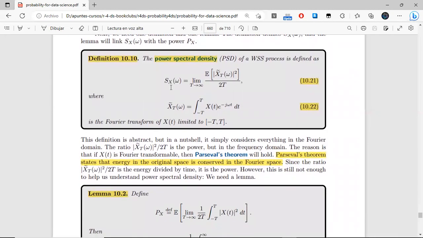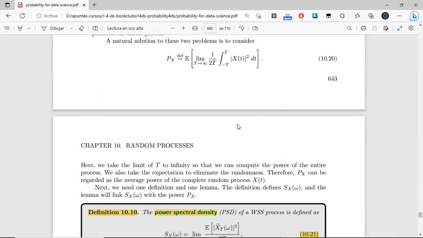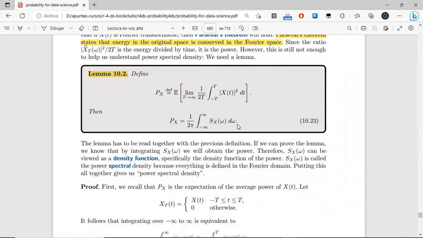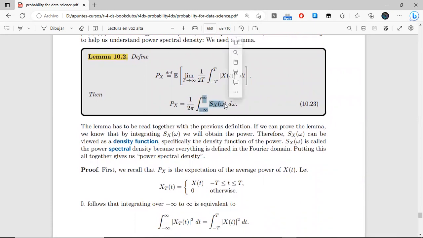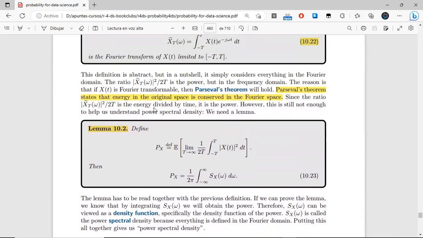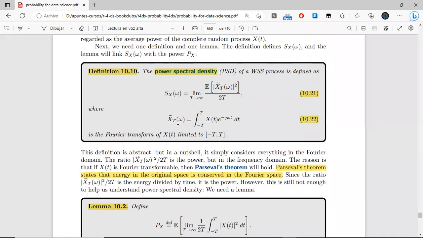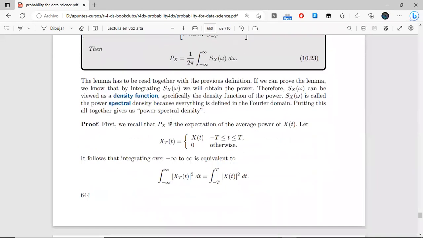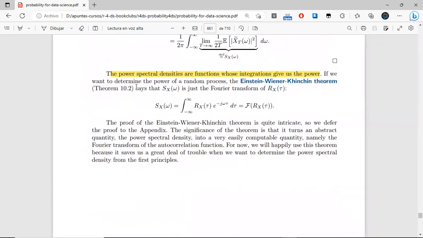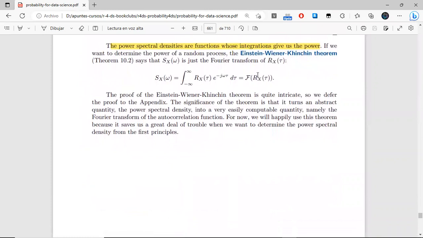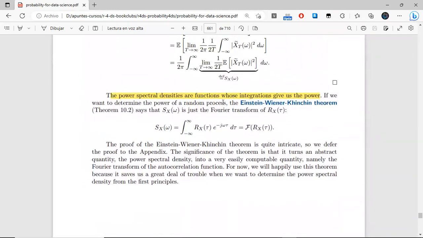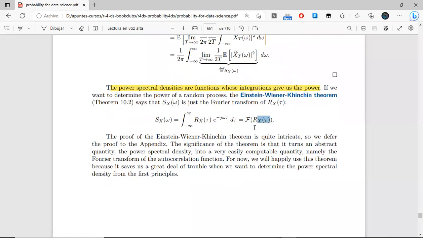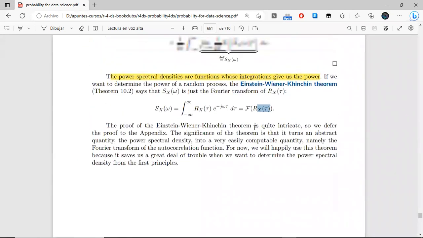So the good part is that all these ugly definitions, in the end, become nice for the WSS case. And this is part of the analogy that I was mentioning: you have some density, and once you integrate it, you get another important function. Over here, we see that the integral of this power spectral density function is simply the power. It's emphasized that power spectral densities are functions whose integrals give us the power. And for our case, these densities can be obtained from the Fourier transform of the autocorrelation function. That's a result that's used all the time in signal processing.